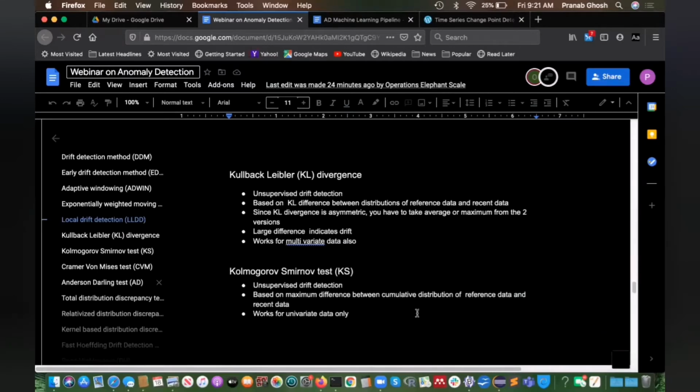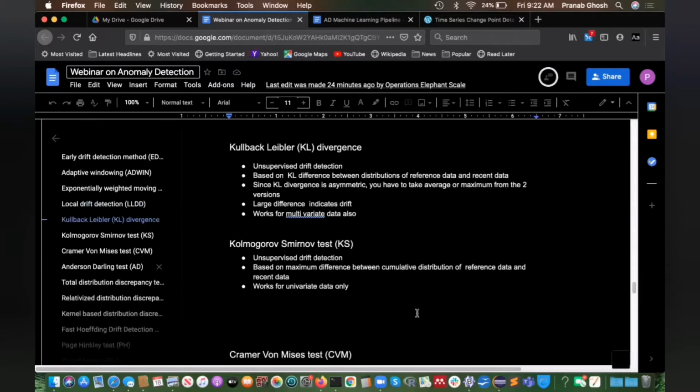KL divergence. KL divergence is used to find the difference between two distributions. So that means it's useful for us, right? Because in most of this drift detection, you're always dealing with two data sets. One is some reference or past historical data set, and the second one is the recent data set. So you get the two distributions from the two data sets, then you find the KL divergence. And if the difference is significant enough, there is drift.